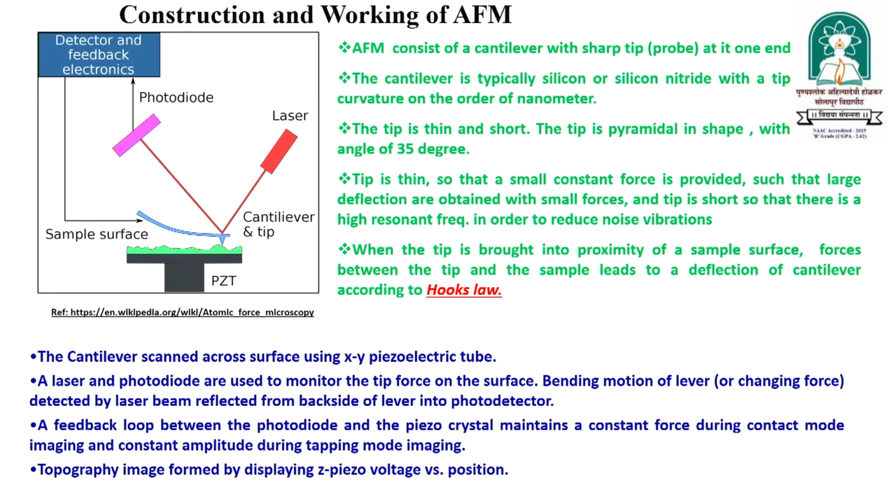That cantilever tip is pyramidal in shape with a tip half angle of 35 degrees. When the cantilever tip is brought into the proximity of the sample surface, the forces between the tip and the sample lead to the deflection of the cantilever according to Hooke's law, meaning F is equal to minus kx, where k is the spring constant of the cantilever and x is the cantilever deflection.